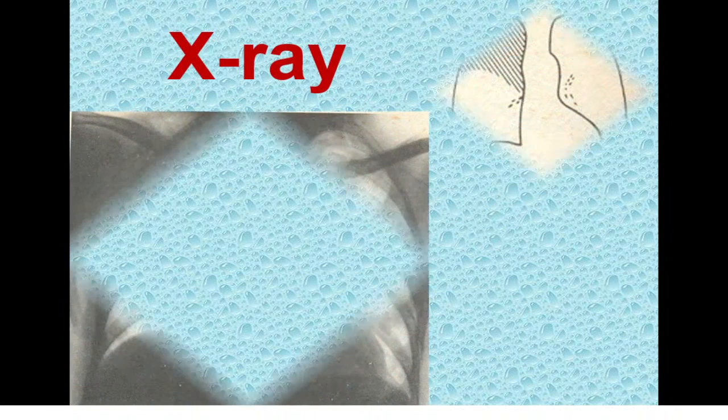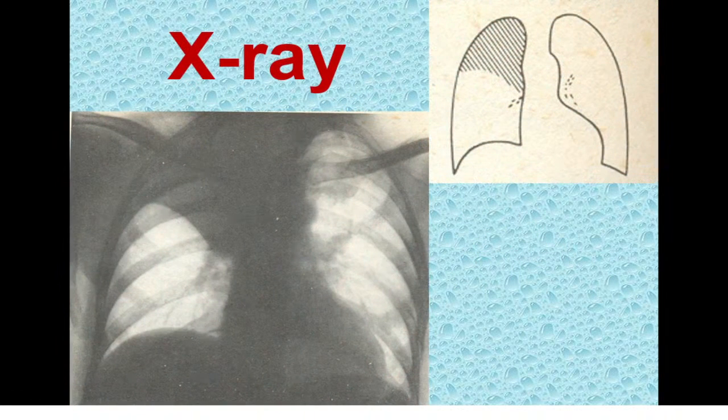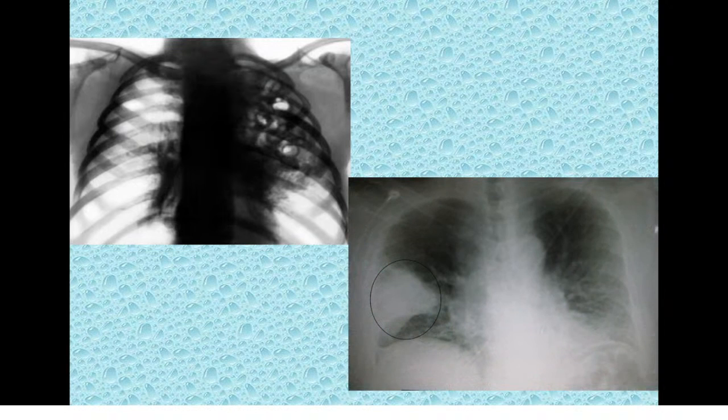X-ray examination shows signs of consolidation. In this case, the dark spot localizes in the upper lobe of the right lung, which indicates upper right lobe pneumonia. This patient has upper left lobe pneumonia and medium right lobe pneumonia.